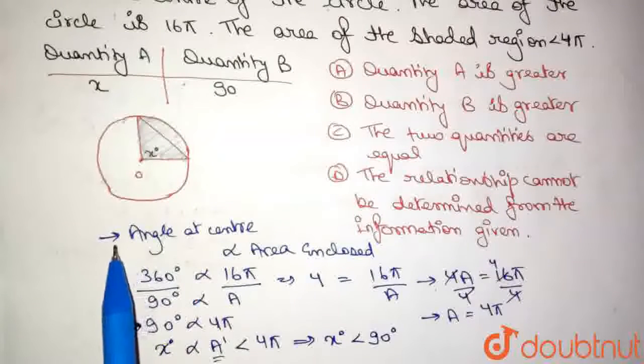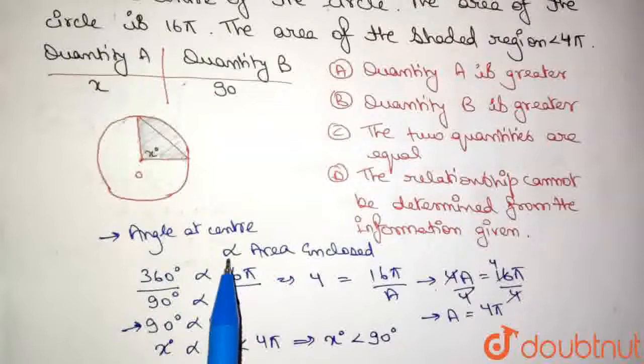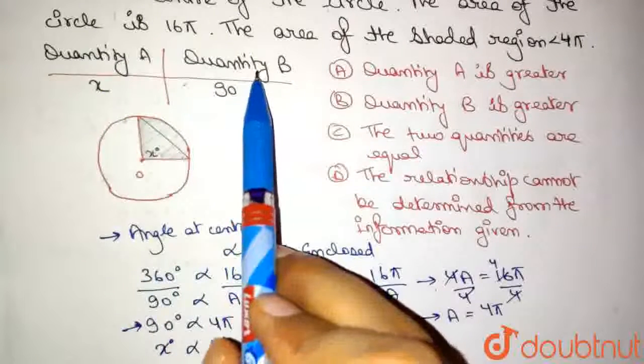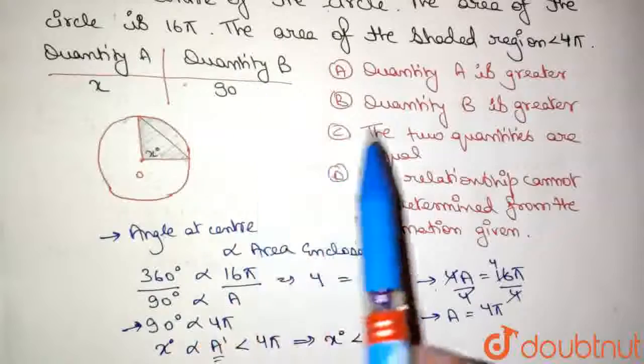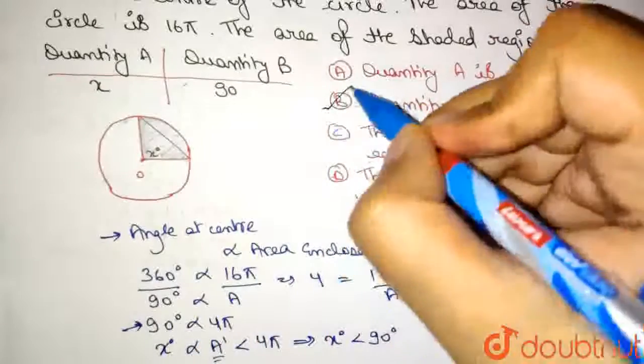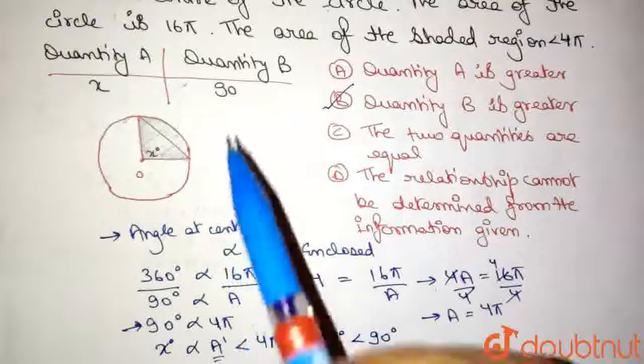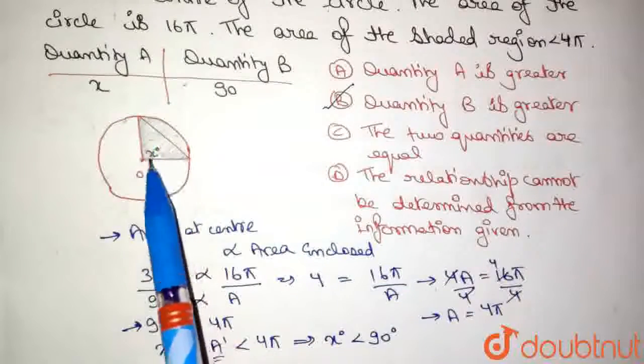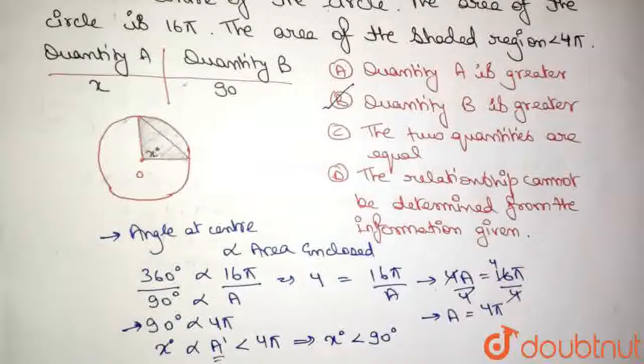And it is the concept that the angle at the center is directly proportional to the area enclosed in a particular circle. So x is less than 90 degrees. So x is quantity A, 90 degrees is quantity B. So our answer for this particular question is going to be option B, which is quantity B is greater. Because 90 degrees is going to be greater than x, as it subtends greater area at the center. That is it, guys. Thank you so much for watching.